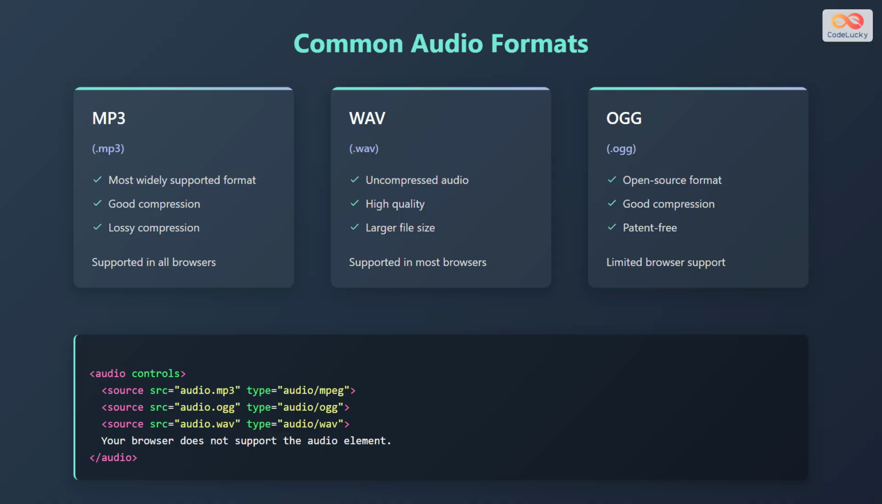The code on the slide showcases the use of multiple sources for cross-browser compatibility. It contains the code for the audio element with source files in MP3, OGG, and WAV formats. The type attribute is set accordingly for each of these formats, such as audio/mpeg, audio/ogg, and audio/wav. A fallback message is also provided in case the browser does not support the audio element.